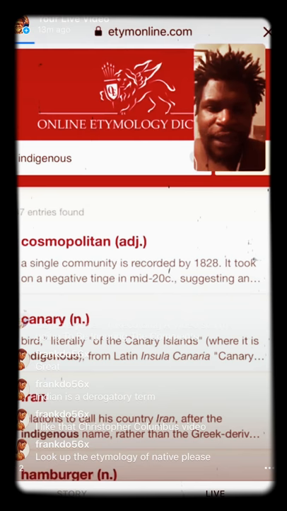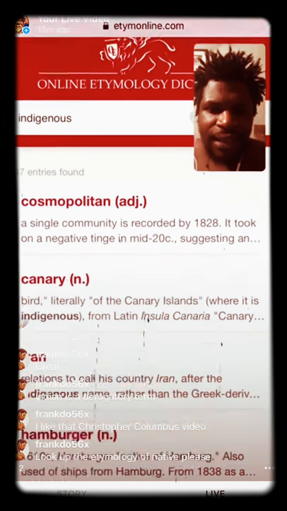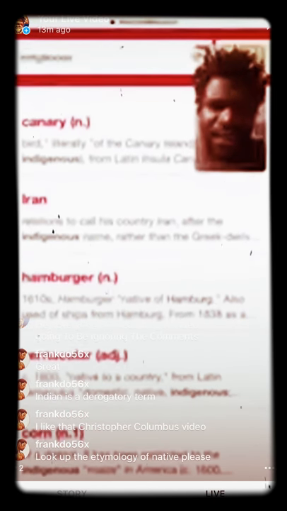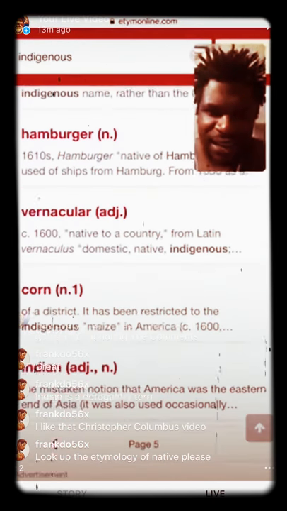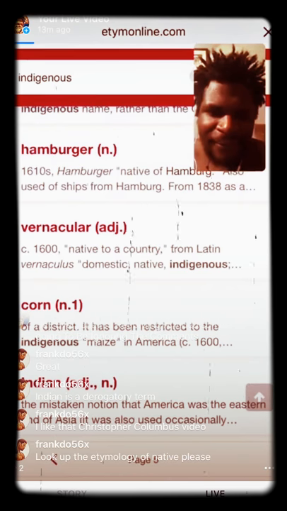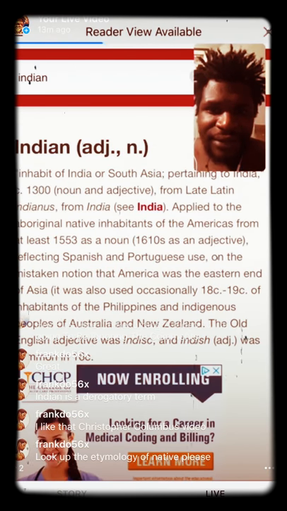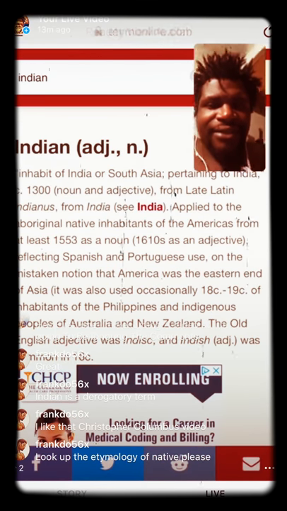Look, all these people, even the Creole. Even the people of the Canary Islands, indigenous. People of Iran, indigenous. You get what I'm saying? All these people. Let me go back to India. You get what I'm saying? That's crazy. All right.